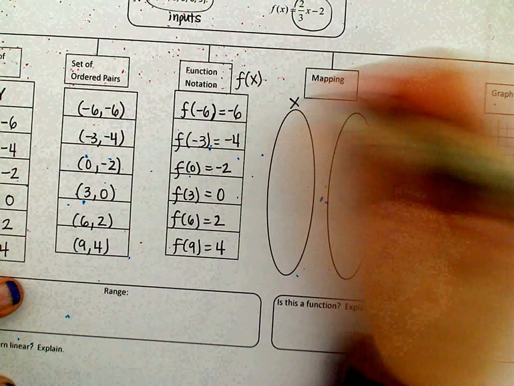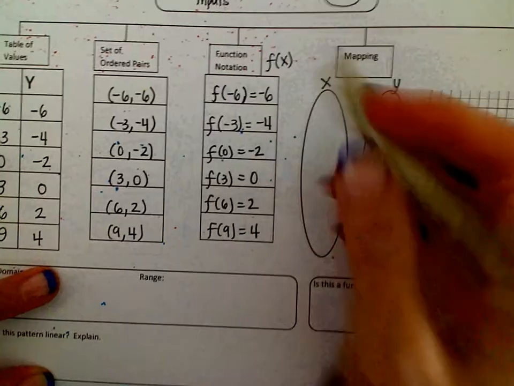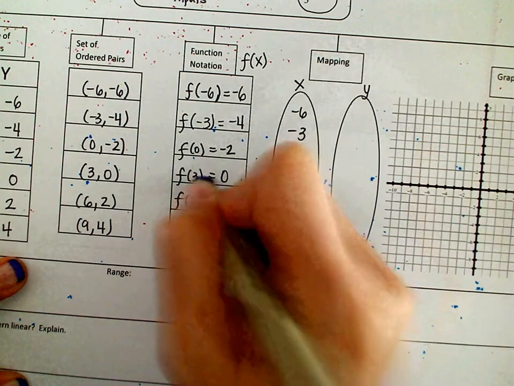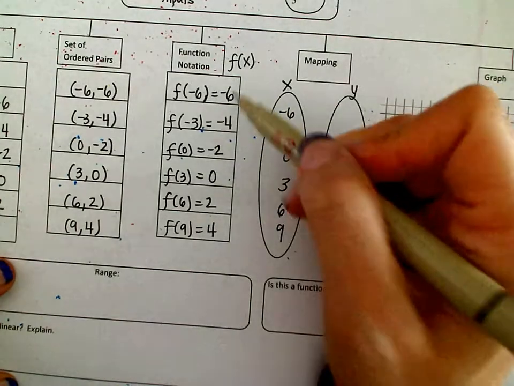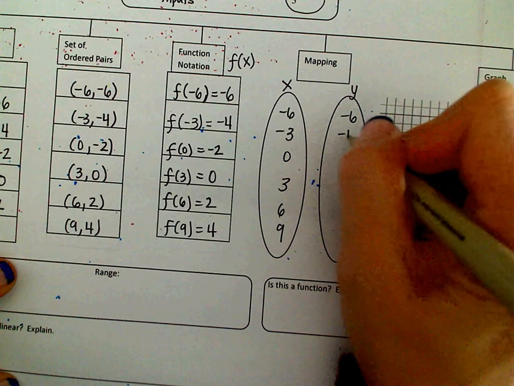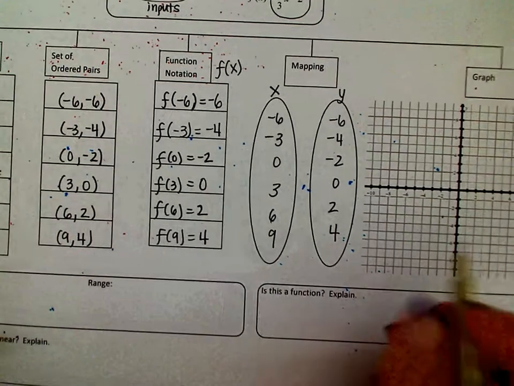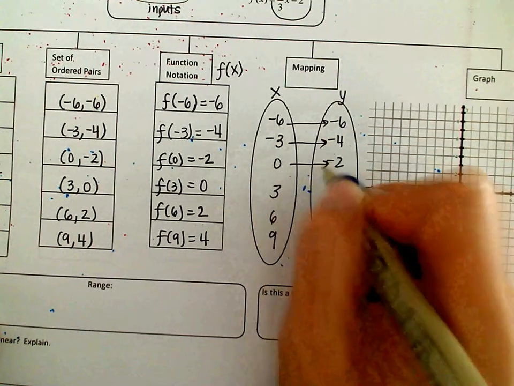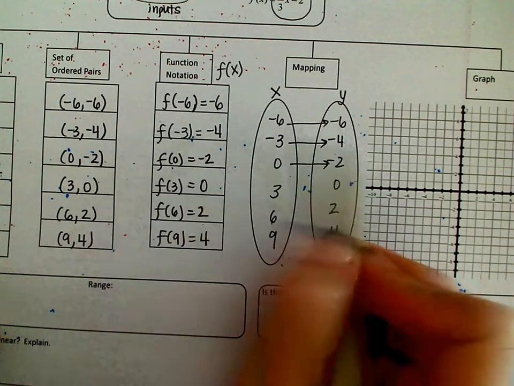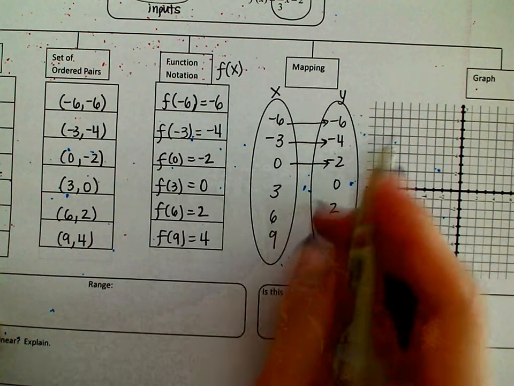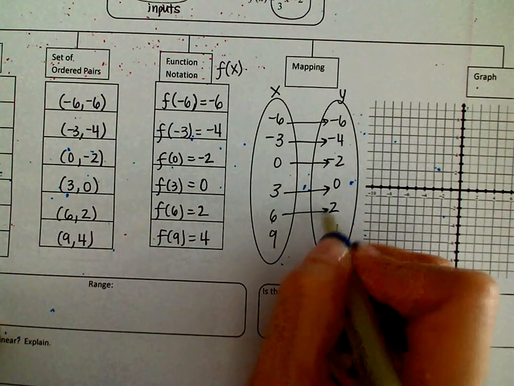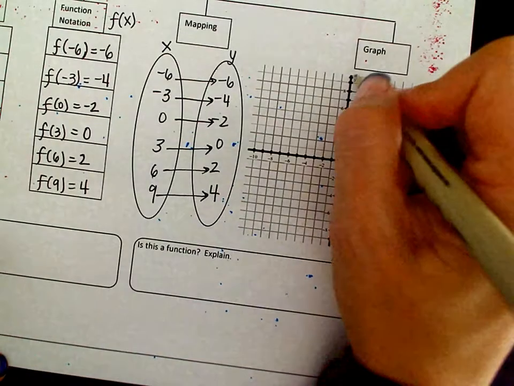There we go. Mapping. All the x values go here, all the y values go here. Let's look at the x values. None of them repeat, and they're all in increasing order. So -6, -3, 0, 3, 6, 9. If I look at the y values, they're also already in increasing order. Not that you have to put them in increasing order, but that just means the arrows are going to go straight across, because -6 gets paired with -6, -3 with -4. Make sure you are pairing the correct numbers with one another. 3 goes with 0, 6 with 2, and 9 with 4.